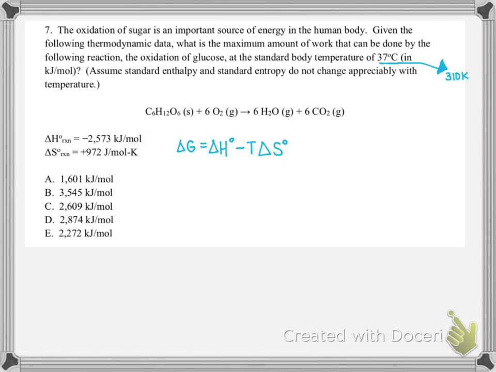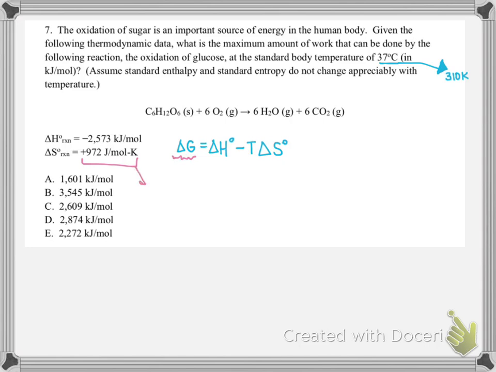Okay, so when they're asking us how much work something's going to do, they're really asking us for delta G. And we know we can figure out delta G with our delta H and delta S values for the reaction. The one thing you'll want to be careful about when using this equation is that entropy and enthalpy are always given with different units. The delta H has kilojoules in it, and delta S has joules in it.